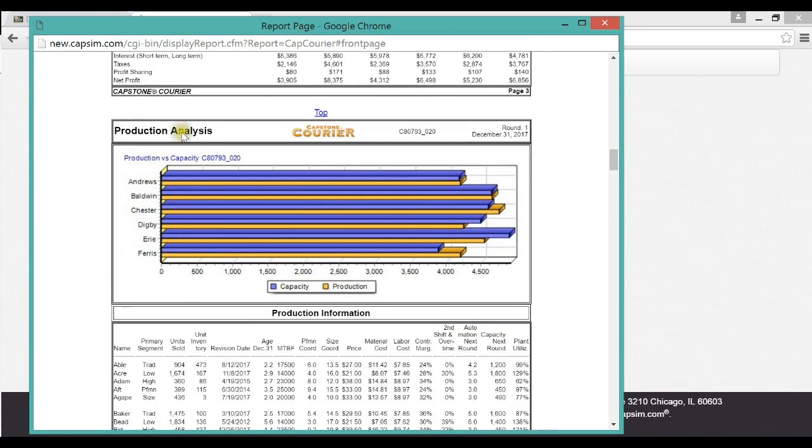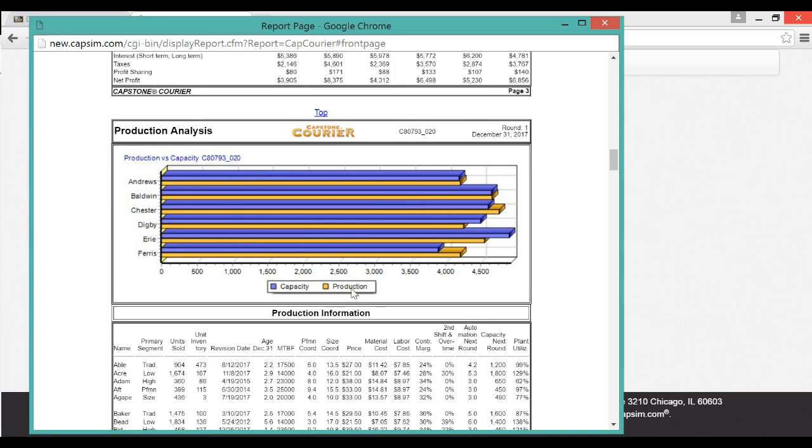So here's the production analysis. And really all I use this for is to make sure that my production and my capacity are fairly similar. If these are not close to equal, sometimes I'll see students that have production way down here but capacity way up here, or vice versa. Either one is a problem. So you want to try to keep these fairly close together.